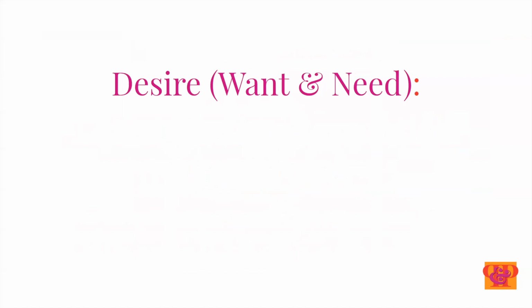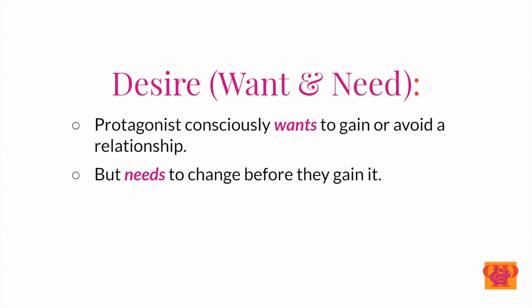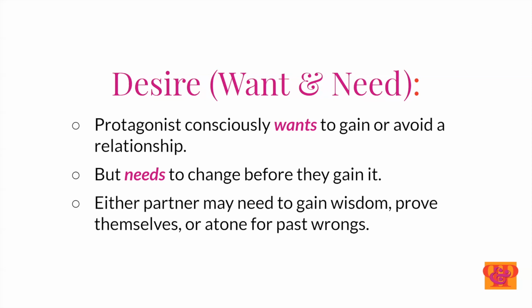The first essential element in any story is a desire the protagonist wants and needs. The love protagonist wants something consciously, usually either to gain love or avoid its entanglements, but they need to make some kind of internal change, usually to become more vulnerable and open to love before love is possible for them. Either partner may need to gain wisdom, prove themselves, or atone for past wrongs.